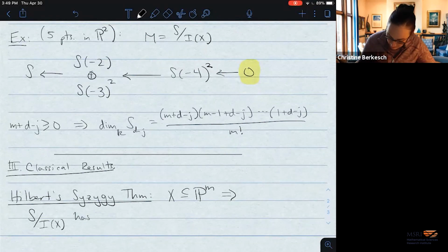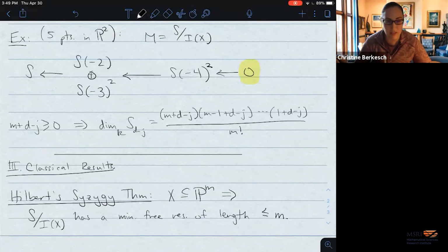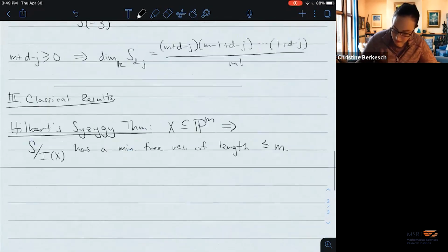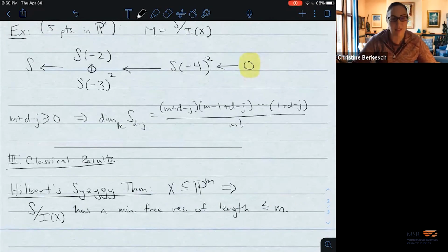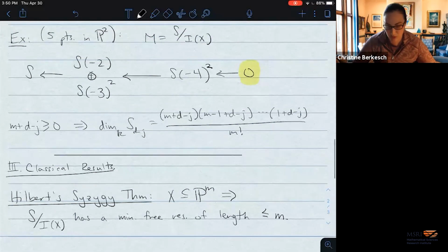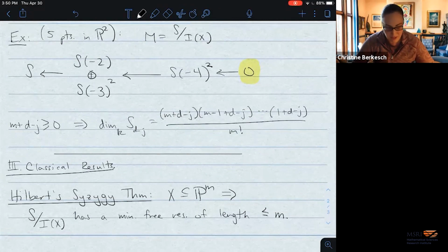So this has a minimal free resolution of length at most m, right? And I can say m here over projective space because I'm saturated with respect to the graded maximum ideal. Okay, so we have Hilbert's syzygy theorem, which certifies we only have finitely many non-zero modules in our minimal free resolution, and so we're able to compute the Hilbert polynomial and know that computation works.